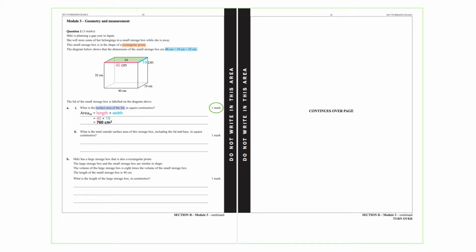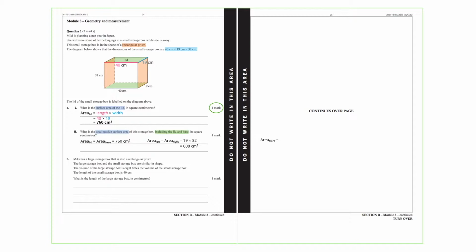Part A.ii. What is the total outside surface area of this storage box, including the lid and base, in square centimeters? The area of the lid is equal to the area of the base, which equals 760 centimeters squared. The area of the left side is equal to the area of the right side, which equals 19 times 32, which is 608 centimeters squared.